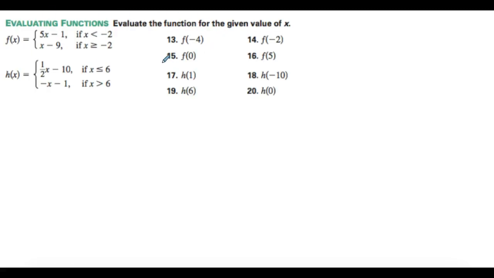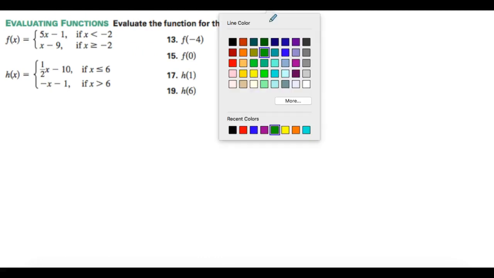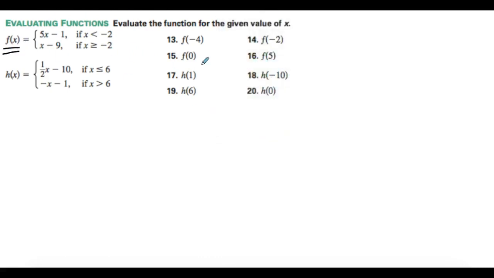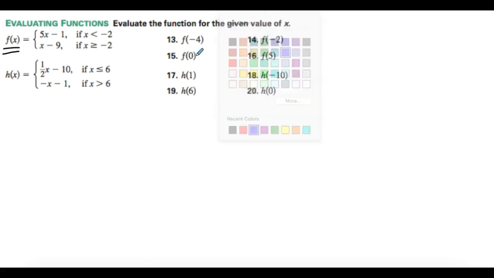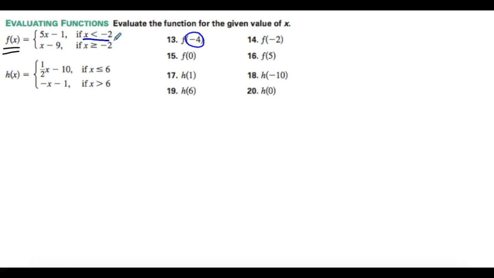So let's go ahead and do some examples. We can see that the first example we're going to work through has the function f. So here's f, and here's our values for f that we're trying to find. If I look at trying to evaluate f of negative 4, I need to pay attention to that negative 4. Negative 4 is less than negative 2, right? I would rather have negative $2 than negative $4. The number that you pick is always bigger with money.